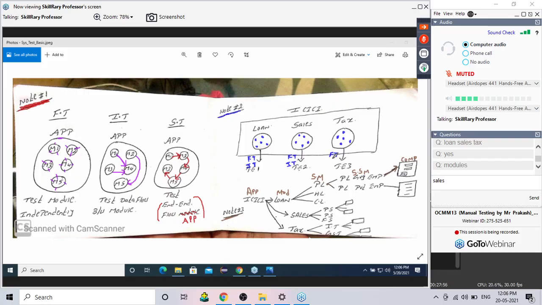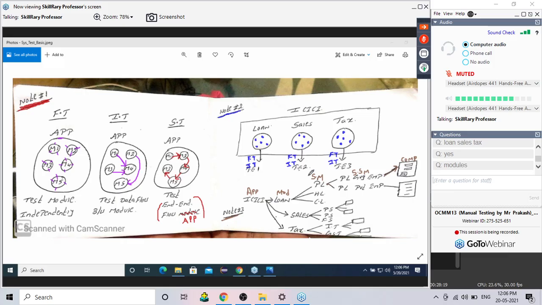On submodules of sales. And test engineer 3 will also do integration testing on submodules of tax. That means, can I say everyone is doing integration testing on their modules? Every test engineer is doing the integration testing on their respective modules.